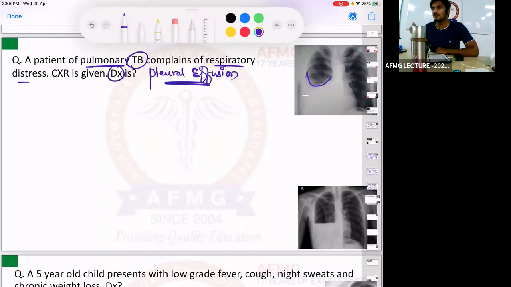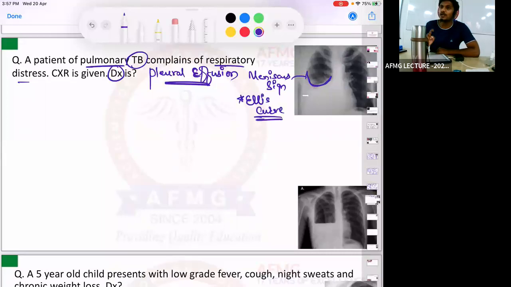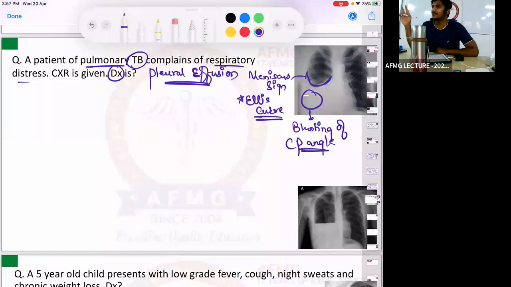How to differentiate pleural effusion from hydropneumothorax? Shabash. In pleural effusion, we will have a curve. This is called which sign? Meniscus sign, or Ellis curve. Meniscus sign or Ellis curve are features of pleural effusion. Along with that, we can see blunting of the costophrenic angle. If blunting is present, definitely it is effusion, and if there is an Ellis curve, it is a pleural effusion.